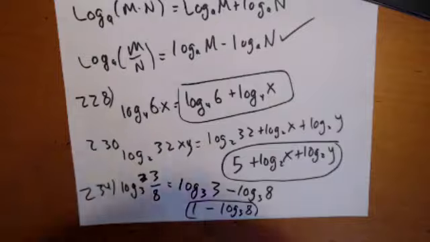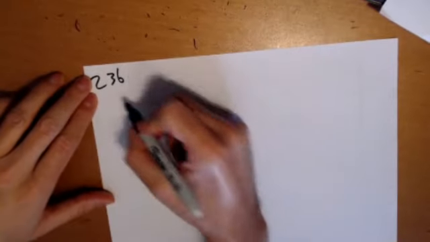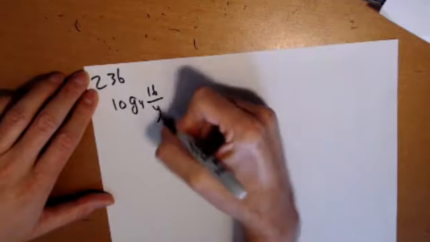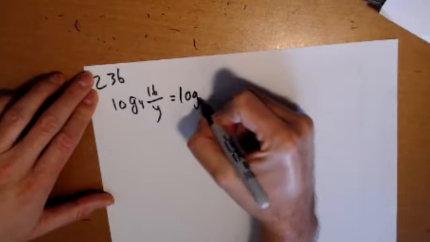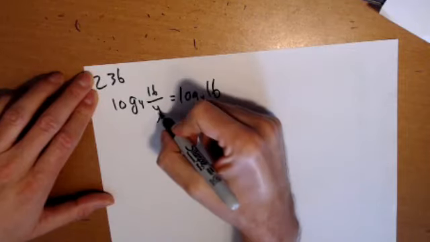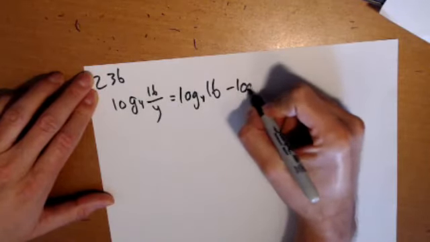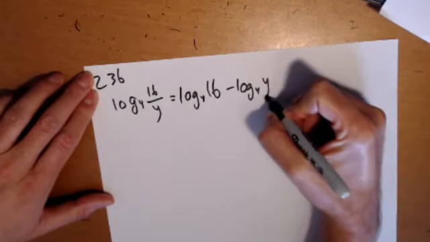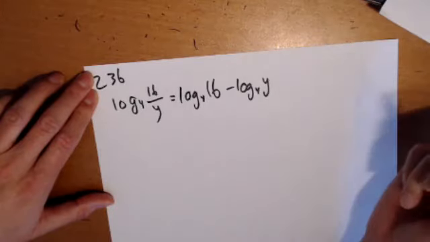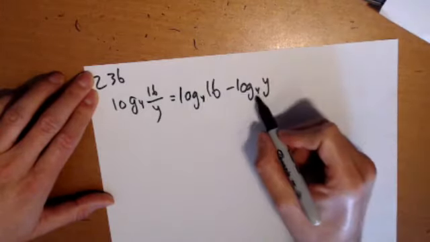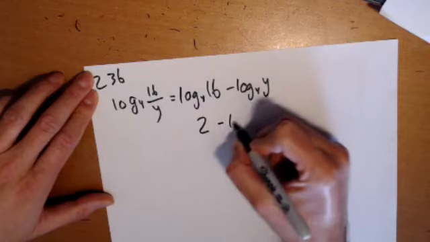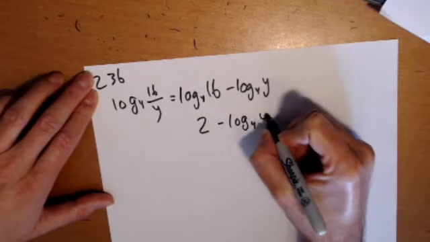236. Log base 4 of 16 over y. Division turns into subtraction. So that's log base 4 of 16, because it's on top, and then the guy on the bottom will be minus log base 4 of y. The 4's and y's look similar, so give the y more of a tail. 4 squared is 16, so log base 4 of 16 is just 2. So the answer is 2 minus log base 4 of y.